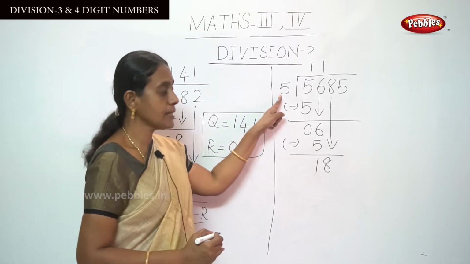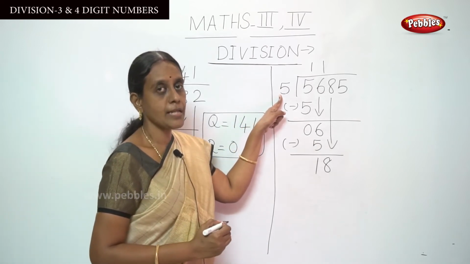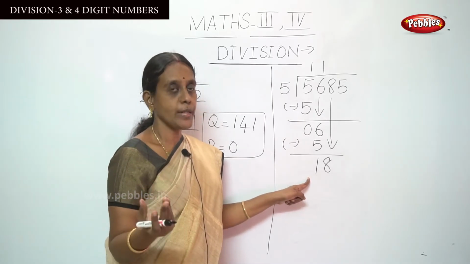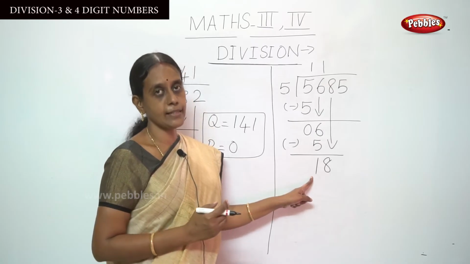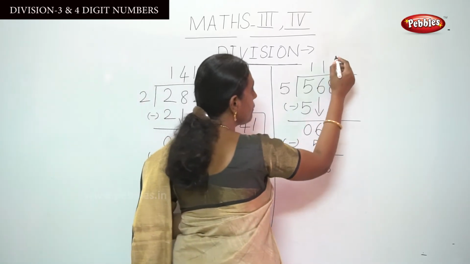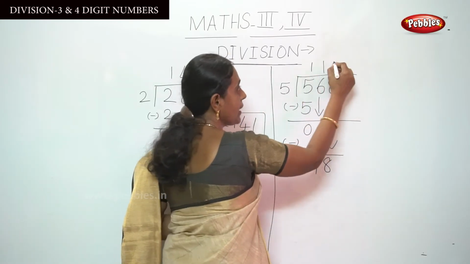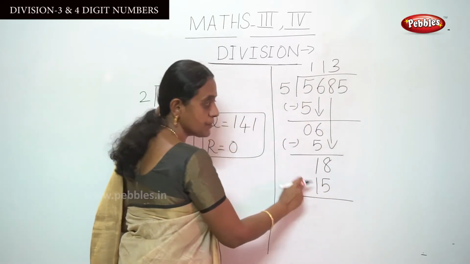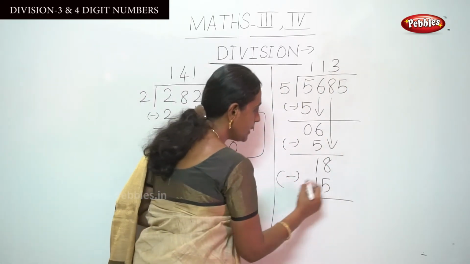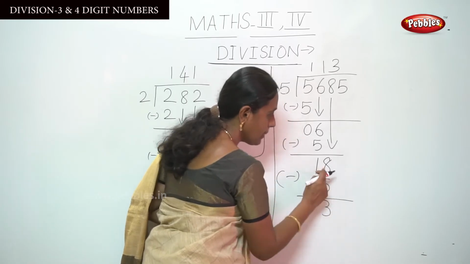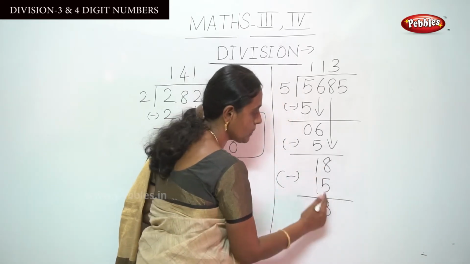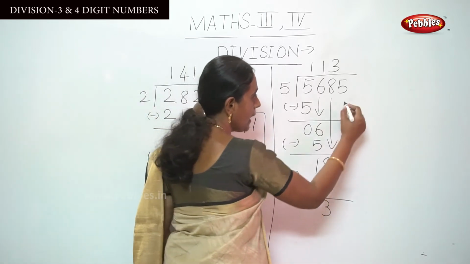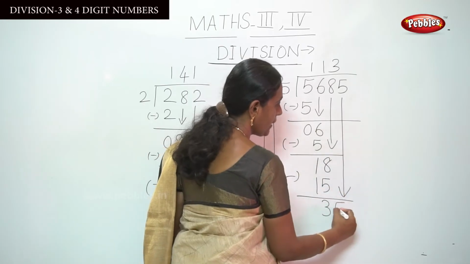Saying this 5 table, 3 5s are 15 and 4 5s are 20. 20 is more than 18. So you should take 3 5s are 15. Subtract this number. The answer is 3, 8 minus 5 is 3, and 1 minus 1 is 0. The first value 0 is no value. So put here 3, and put down this 5.